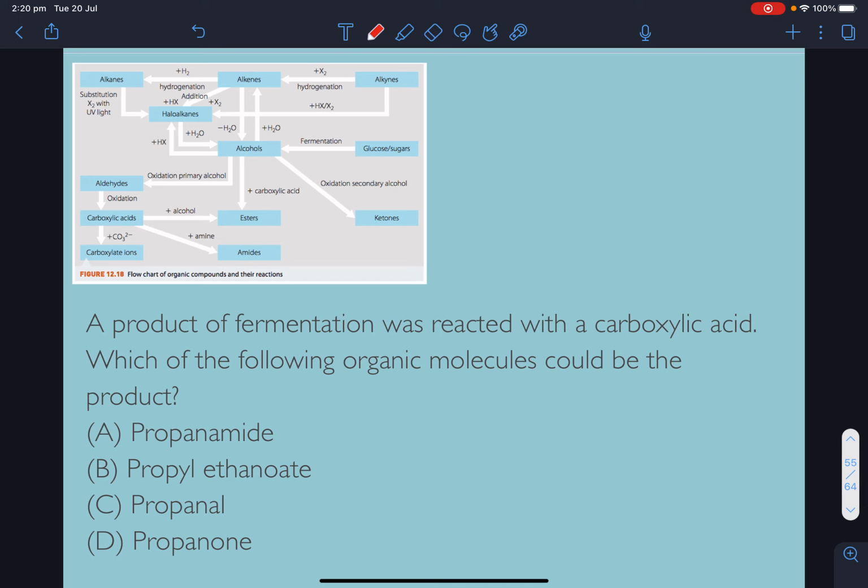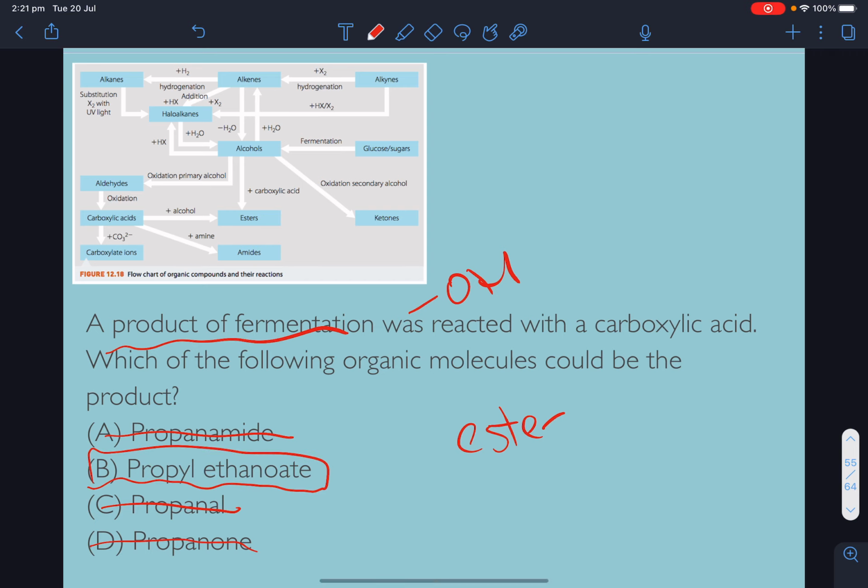So using this chart, a product of fermentation was reacted with carboxylic acid. Which of the following organic molecules could be that product? Okay? So a product of fermentation is an alcohol. An alcohol plus a carboxylic acid will give an ester. Which of the following molecules could be the product? Well, which of the following is an ester? Amide, no. Aldehyde, no. Ketone, no. Ester. So it's propyl ethanoate.